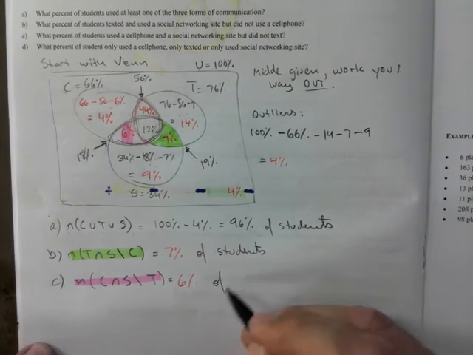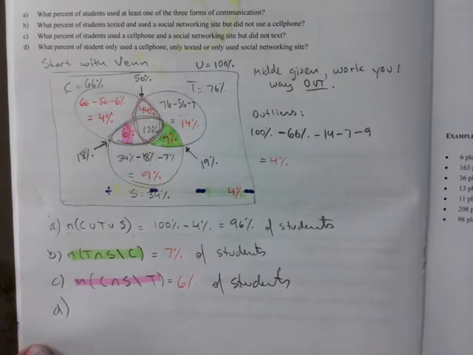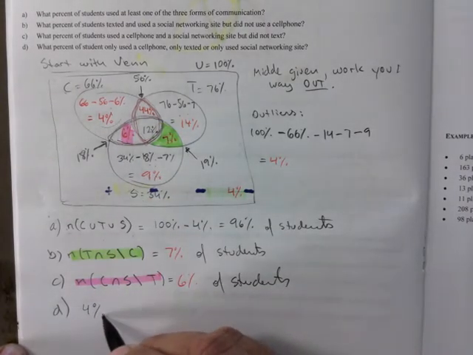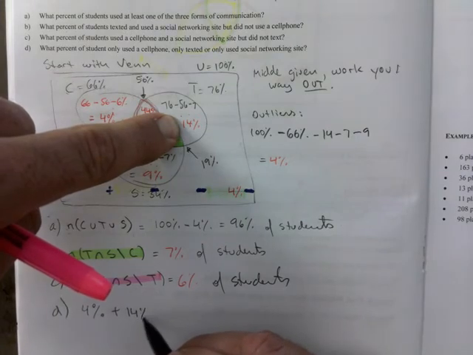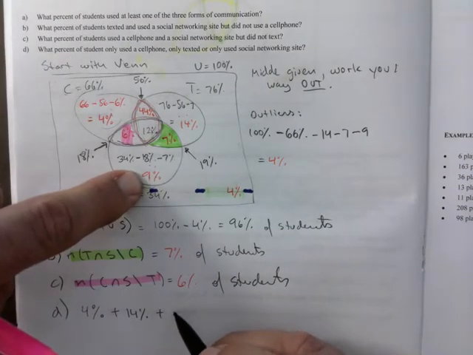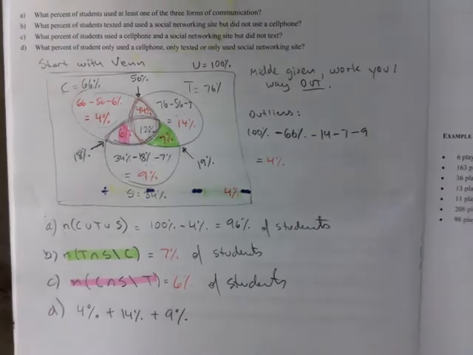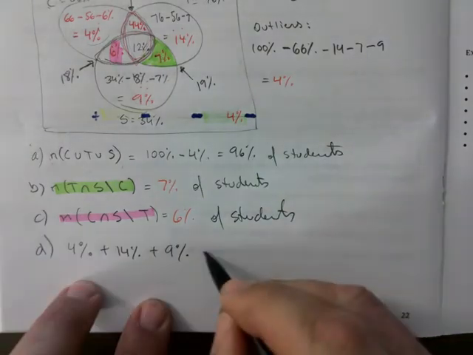And last but not least, D, what percent only use the cell phone, only texted, or only use social networking? I don't have a notation for that. But it's asking for the 4%. They're only using cell phone, or only using texting, or only using social networking. Okay. 27%.